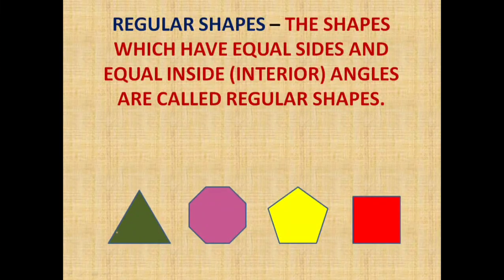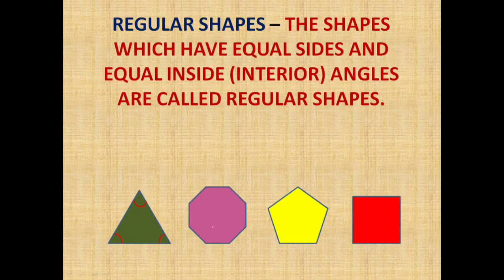Just look at this triangle, everyone. The angles that I am marking now, they are the interior angles of this triangle. So these three are the interior angles. So along with the three sides, these interior angles are also equal in a regular shape. Clear? So, if we talk about this triangle only, you can call it a regular triangle or an equilateral triangle.